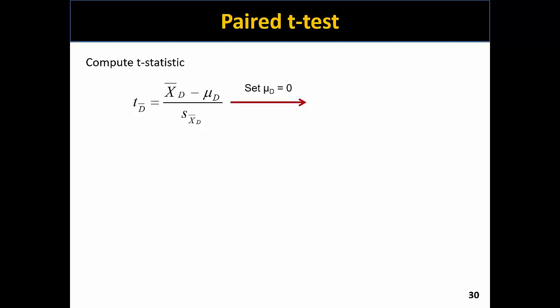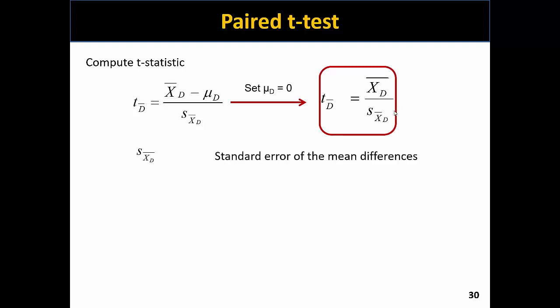Now, in moving forward here to simplify this equation, mu of D is always set to 0 unless stated otherwise. And so this is all tied back to the null hypothesis that we'll eventually get to, where we state that the differences between both sets of scores will be 0. So if we set mu of D to 0, then this term drops out in the numerator, and we end up with the average differences between both sets of scores divided by the same standard error of the mean differences.